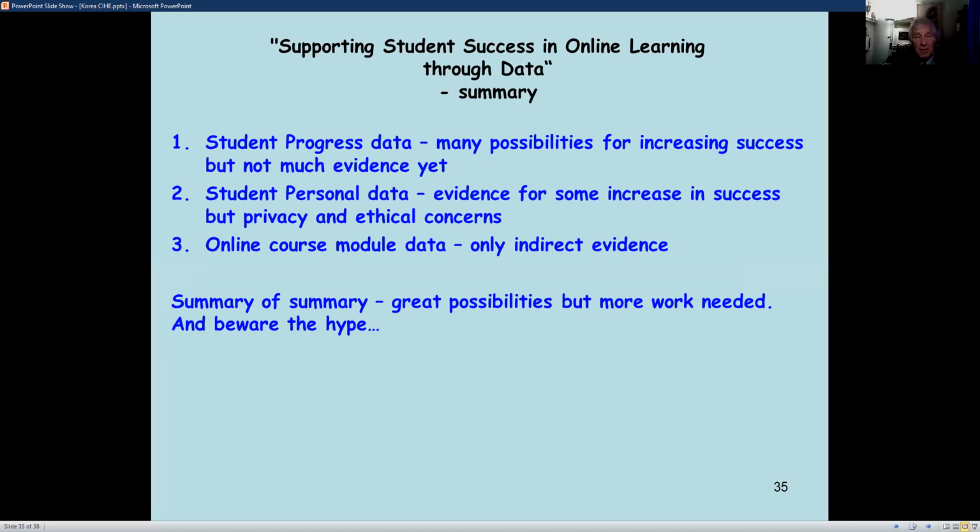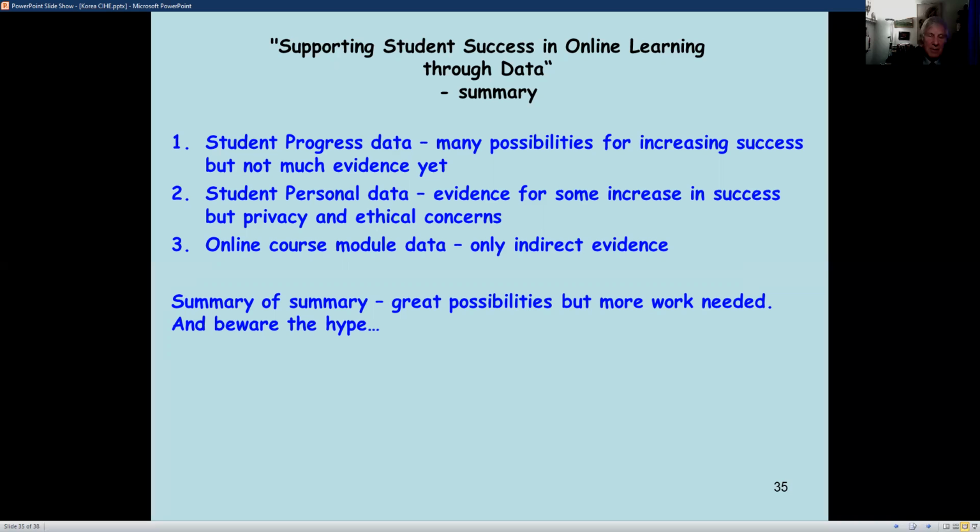So my summary of my summary is that there are great possibilities here, but there's a lot more work needed to understand the potentials and a great deal more evidence to be found. Each university will have to find the data that works best for them. And again, beware the hype from companies that want you to buy their expensive software.